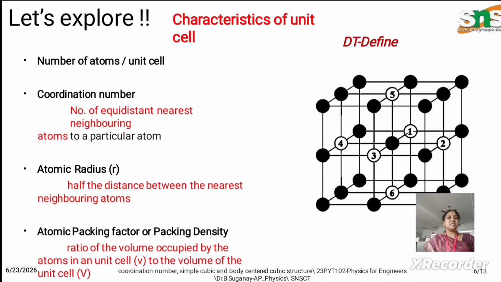Each and every unit cell contains, based on its structure, some number of atoms, and at each corner one atom is placed. Coordination number is the number of equidistant nearest neighboring atoms to a particular atom. Atomic radius is half of the distance between the nearest neighboring atoms. And atomic packing factor, or packing density, or APF, is the ratio of the volume occupied by the atoms in a unit cell to the volume of the unit cell. So these four parameters are very important, and they give the complete detail of a unit cell.